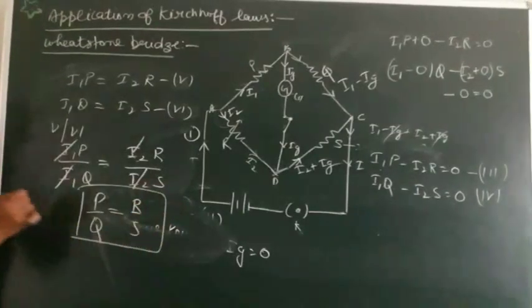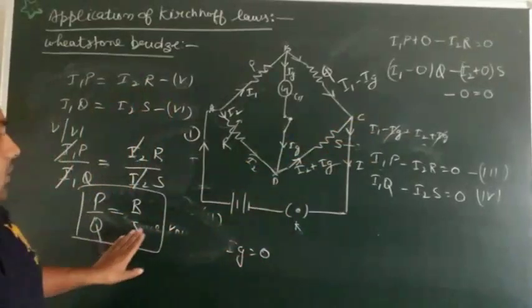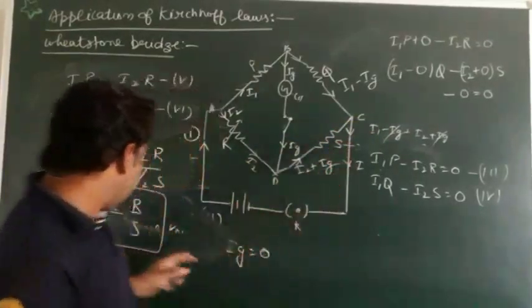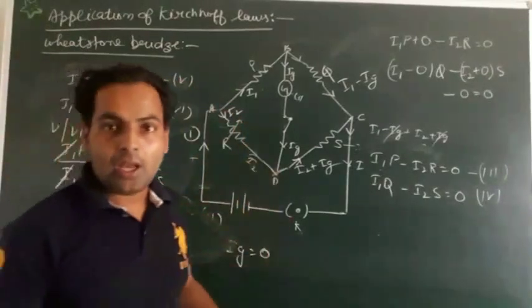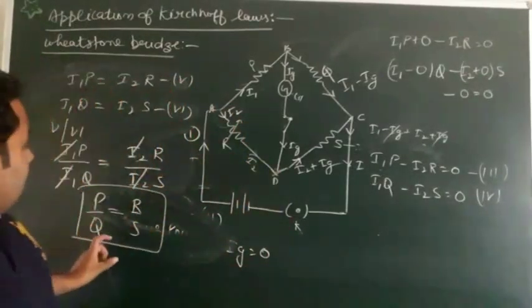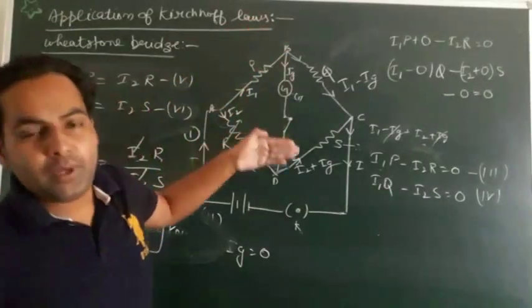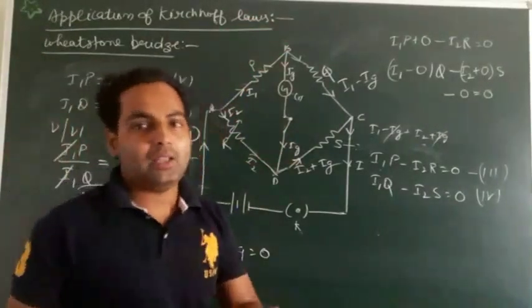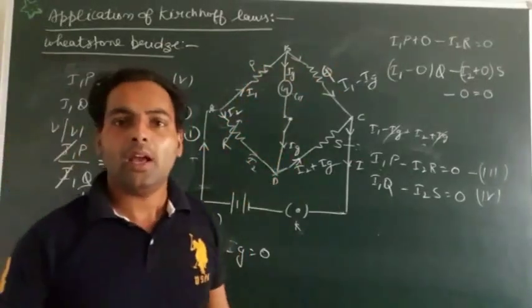So if we know one of the values among them. Previously we said that S is unknown, so these three values are known. So this is your Wheatstone bridge. Wheatstone bridge means that when no current is flowing through that arm, the bridge is said to be at the balance point. At the balance point, the ratio P by Q is equal to R by S.